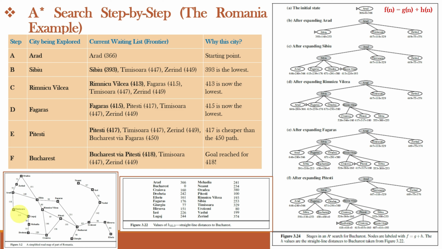So the bottom line is we never explored Timisoara because A star proved it was already too expensive to be the winner. By always picking the smallest number in the waiting list, we guaranteed the shortest path without wasting time on the dead ends. Okay, so you can visualize how we corrected the 32 kilometers error that we made for the best first search and found the shortest possible path using A star search.